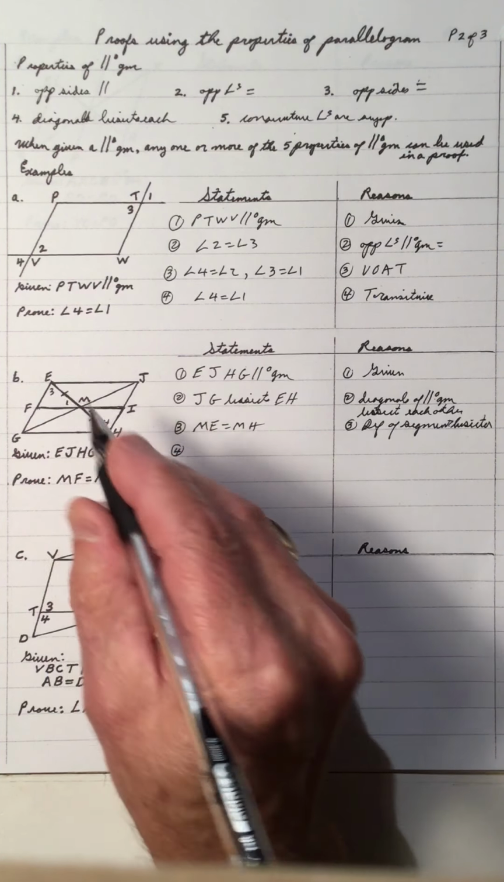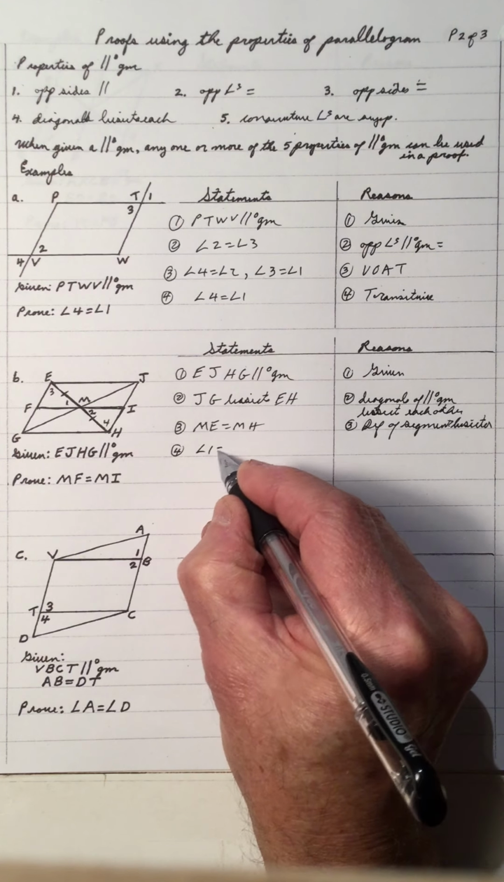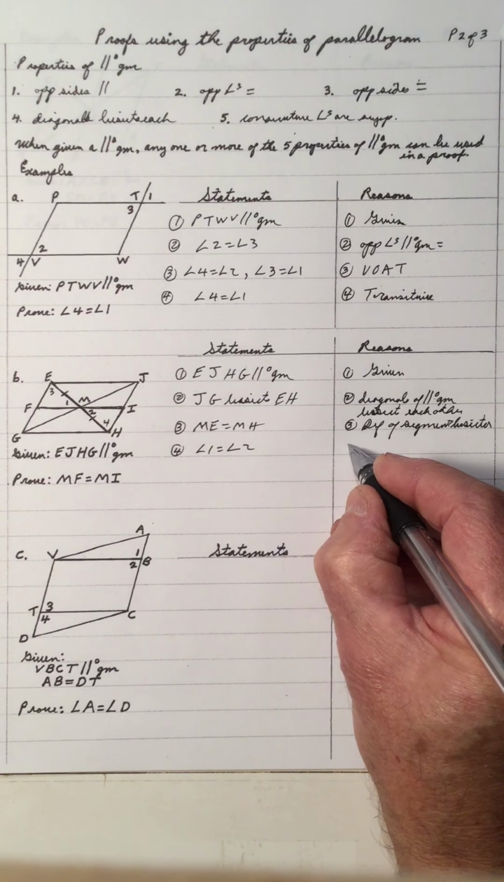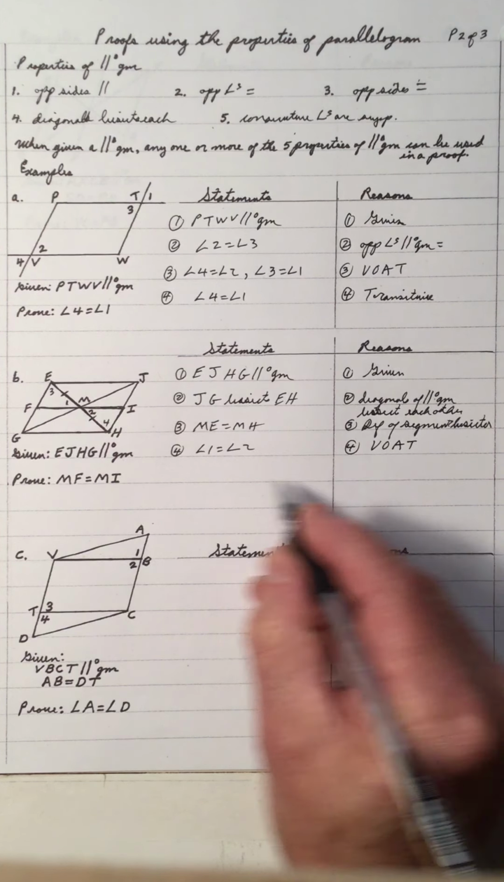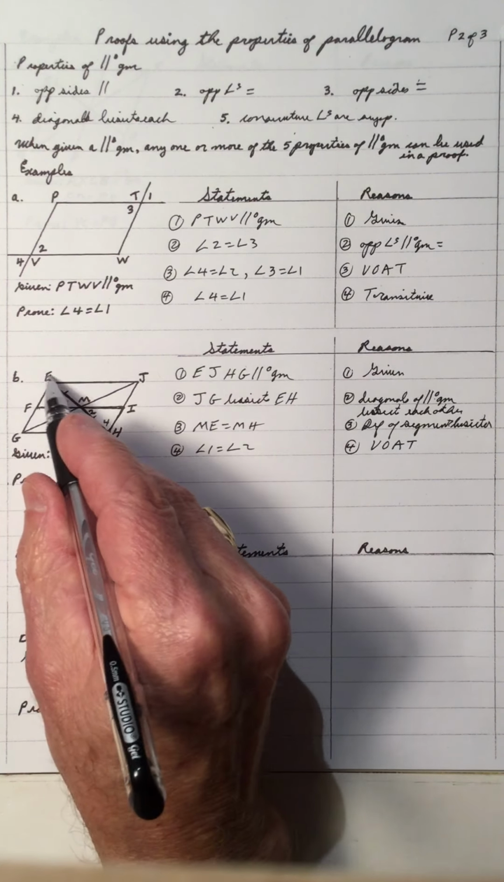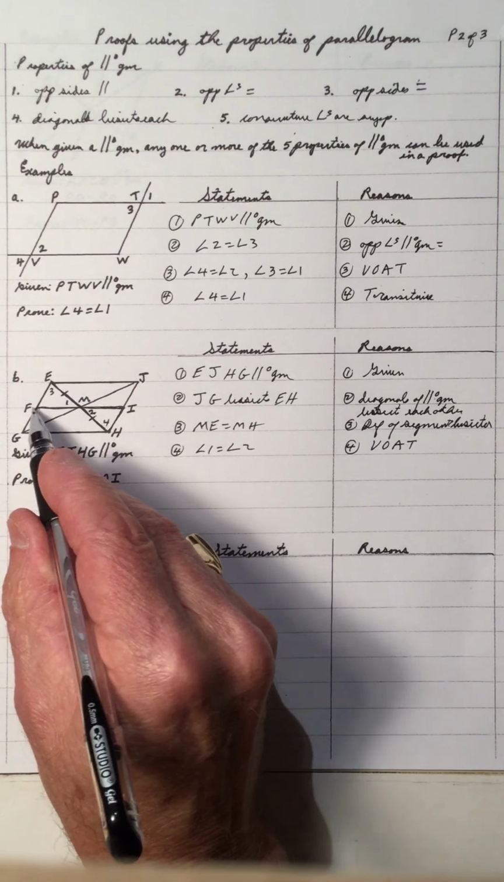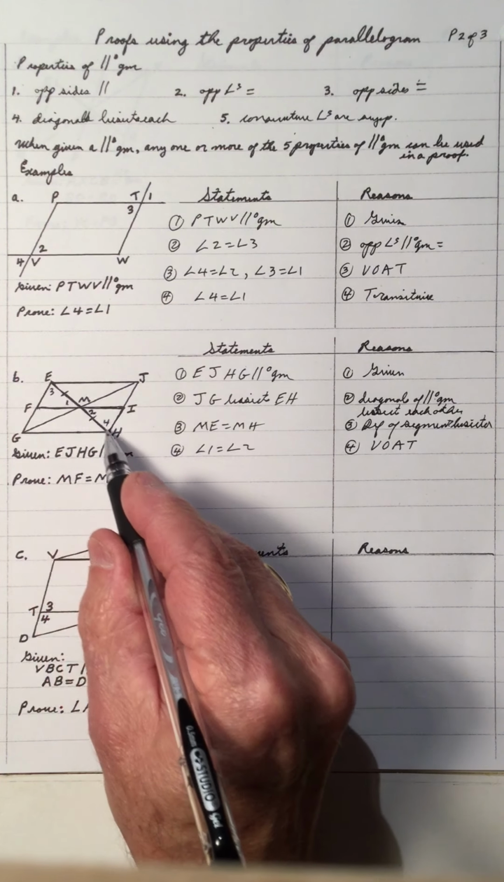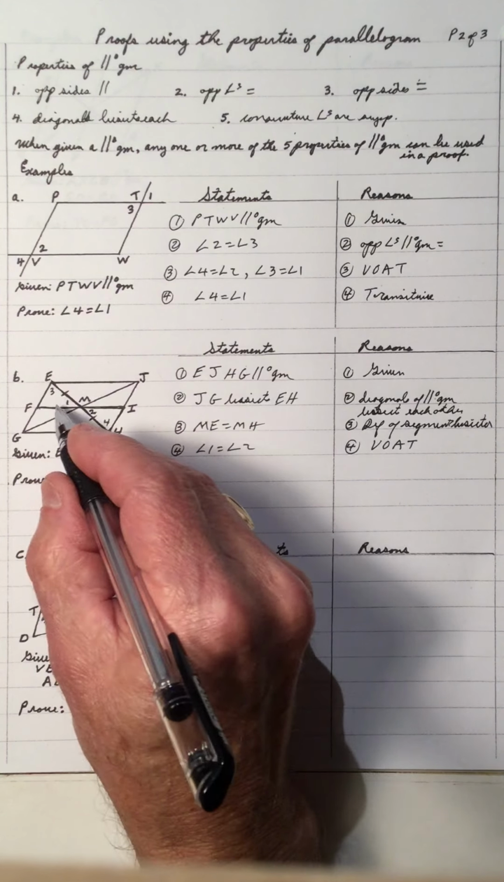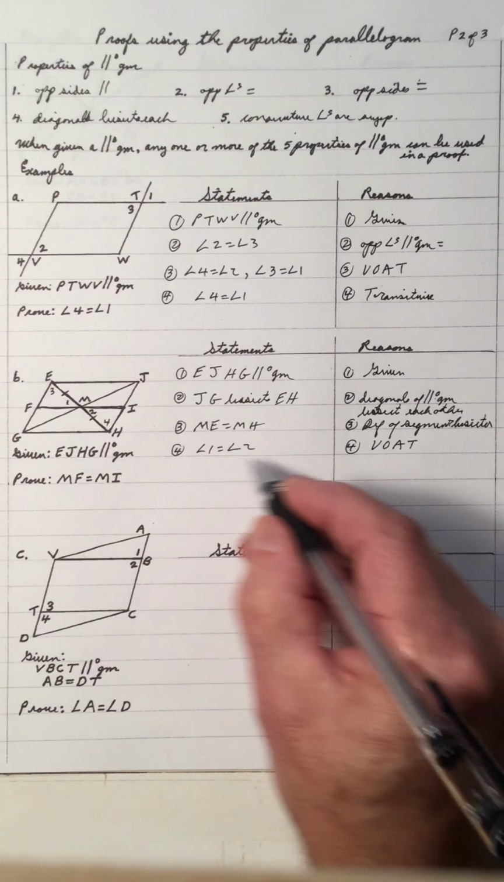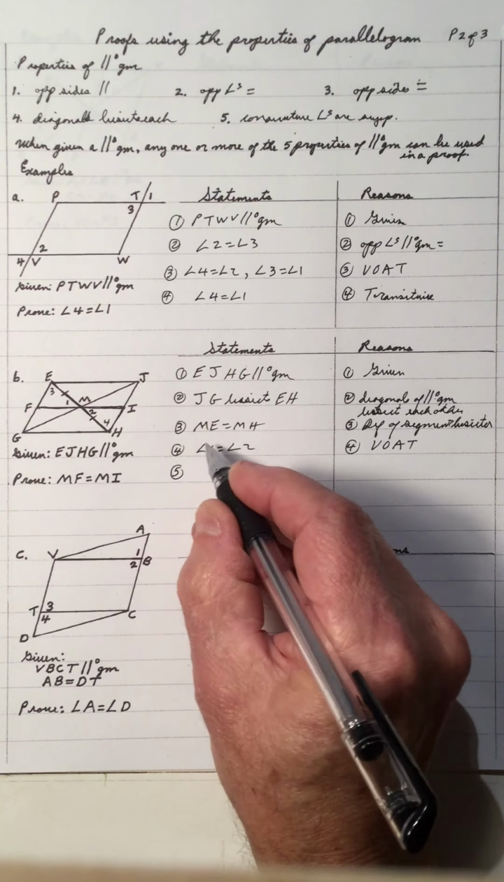Now I need angles. So angle 1 is equal to angle 2 by VOAT, vertically opposite angles. MH and FI are crisscrossing each other, so because the lines are vertically opposite, when two lines intersect, the vertically opposite angles are equal.